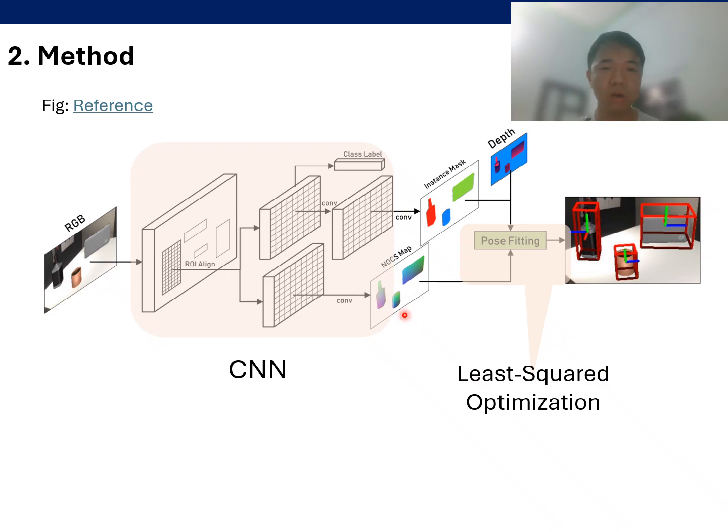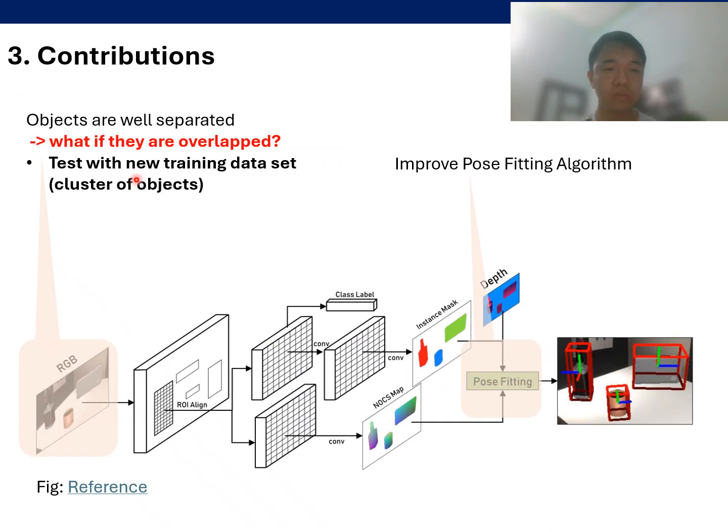Now, this map is also a 3D estimation of the object, and the camera also provides depth information of the object. By using the depth information and the normalized object coordinate space map, we feed those two pieces of information into an algorithm to estimate the pose of the object. The algorithm used here is least squares optimization.